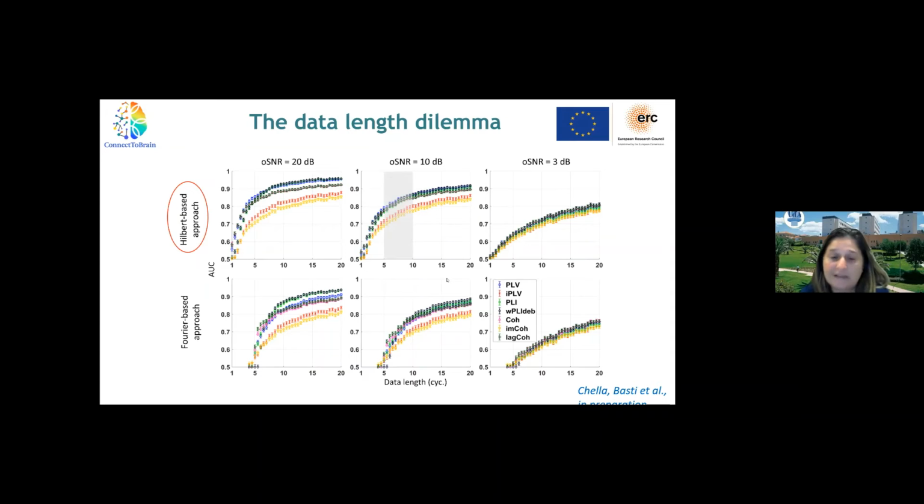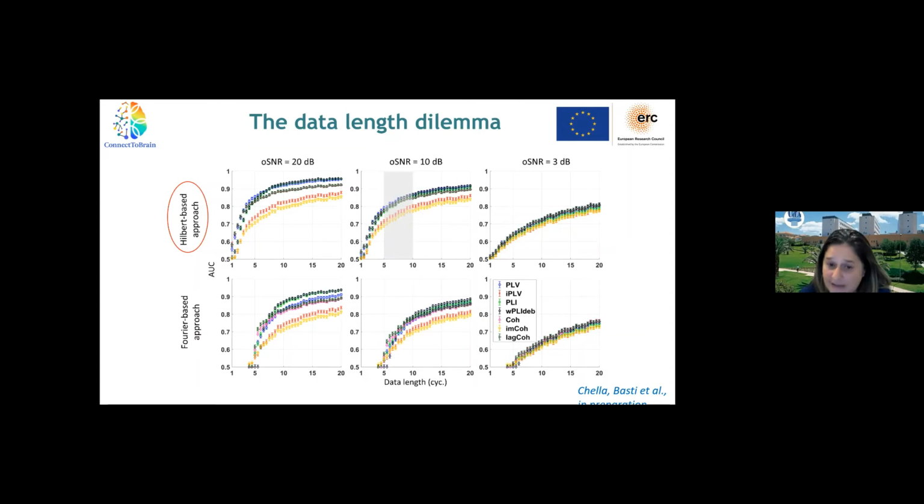And the other take-home message is that overall, of course, it also depends on the signal to noise ratio that you have. But say that you have something around 10 dBs, which is a reasonable signal to noise ratio for the data that we are working with, then basically all the methods will work reasonably with a number of cycles between 5 and 10.